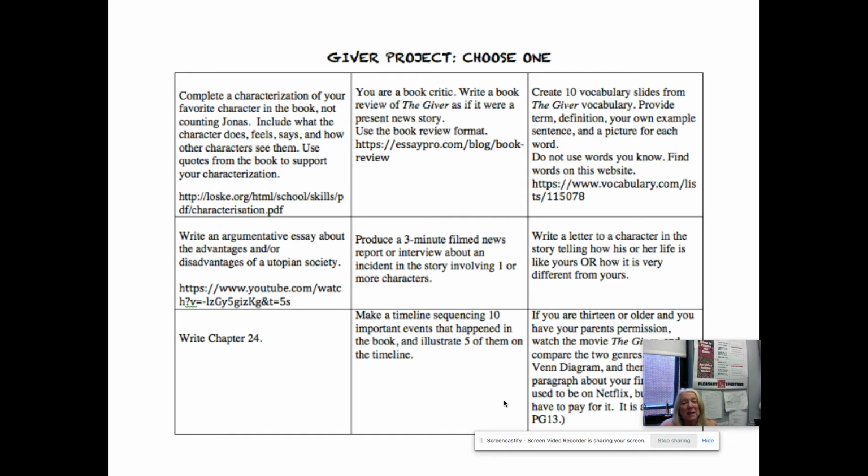Okay. If you're 13 or older, or if your parents give you permission, you can watch the movie The Giver. And you can read this on your paper, but it says compare the 2 genres in a Venn diagram. So you make a big Venn diagram. If you're here, I have big paper. You can make that on. We'll use Abe Lincoln's hat, and you'll know what that means if you were here. Anyhow, you're going to watch the movie The Giver.